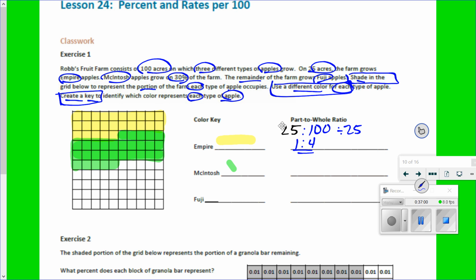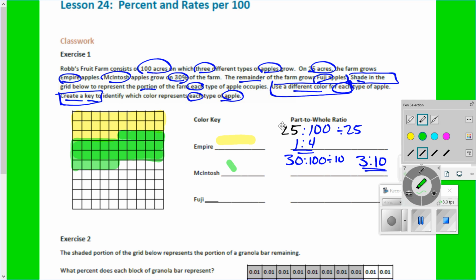Okay, now, what's our part to whole ratio for the second one? 30 to 100. What can I divide both those by? 10 gives me 3 to 10. Can I go any further than that? No. And then our last one on the Fuji, that says it's whatever is left, correct? So how much do I have left? 45. So I color in the rest of them with my third color.